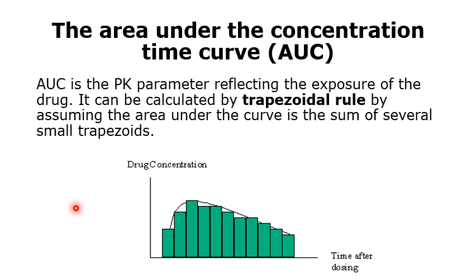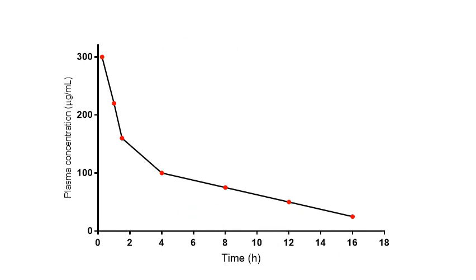For the calculation of area under the curve, the PK parameter reflecting the exposure of the drug, it can be calculated by the trapezoidal rule, by assuming that the area under the curve is the sum of several small trapezoids. These are trapezoids that compose the total area under this curve. By simple summation of the area of each of these trapezoids, we can calculate the total area under the curve as follows.